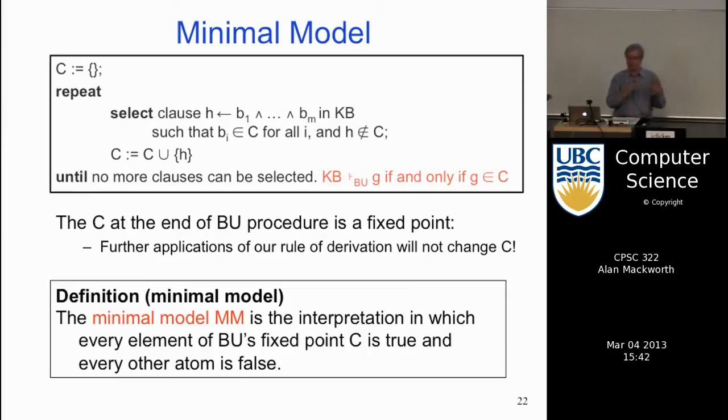Okay, so the first thing we need to do is to define this idea of a minimal model. So the minimal model MM is the interpretation in which every element of BU's fixed point C is true. The ones that are forced to be true are true. And every other atom is false. Okay?